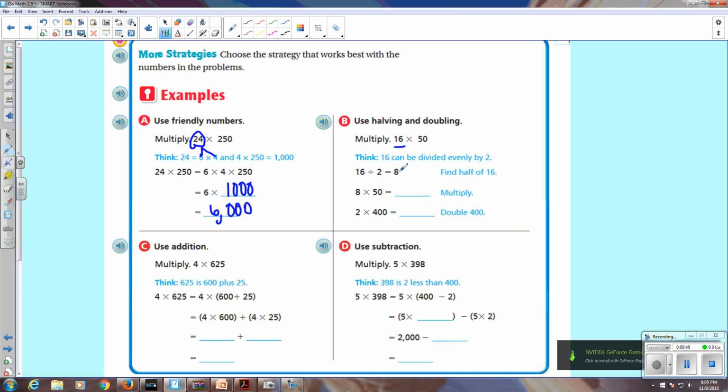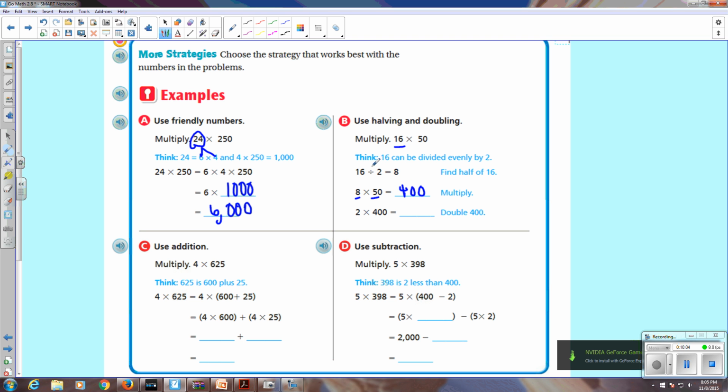So now that I know that, I'm going to multiply it by half. And I'm going to break it up. I'm going to do 8 times 50. And again, basic fact, 8 times 50, 8 times 5 is 40, and then I add my 0.